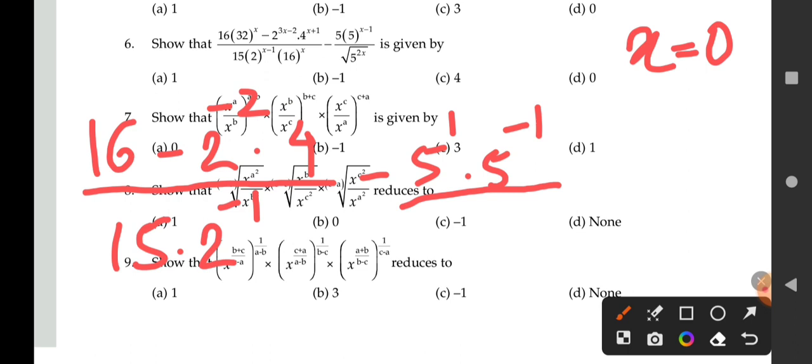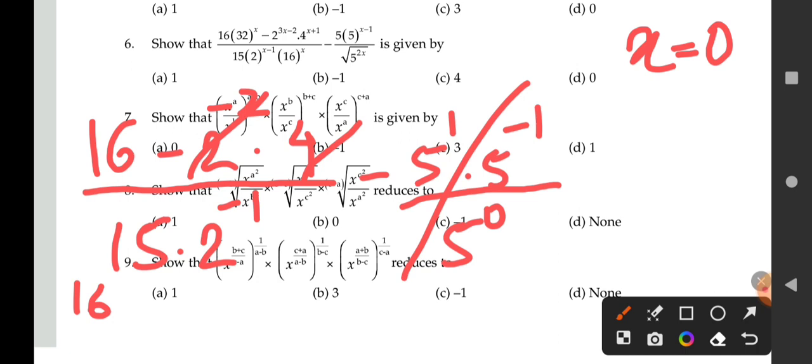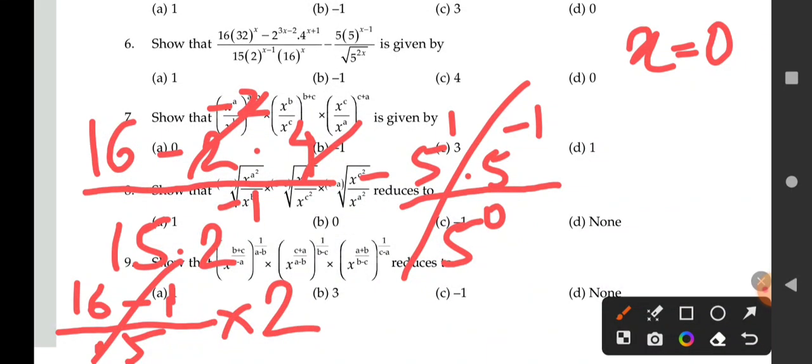So we have 5 power x and x is 0. So 5 power 0 means 1. So this whole becomes 1. And what do we have on the left hand side? So we have 16, this becomes 1. 16 minus 1, divided by 15 into 2. So this becomes 1 minus 1. So 2 minus 1 is equal to 1. Option number A. I hope you understood.